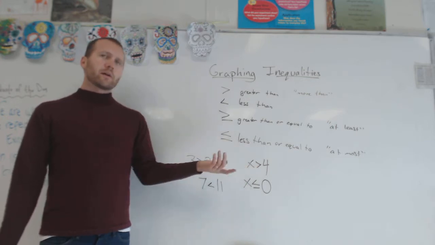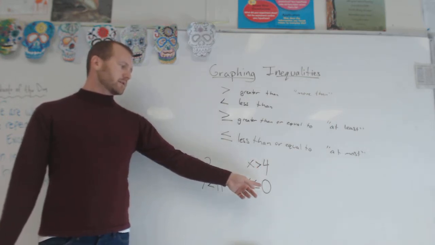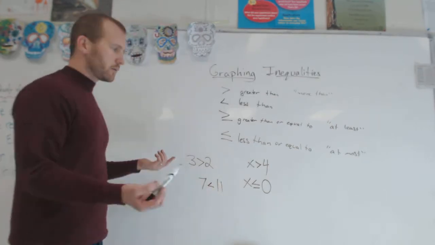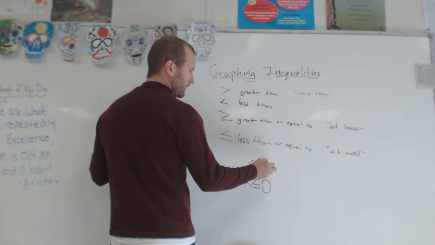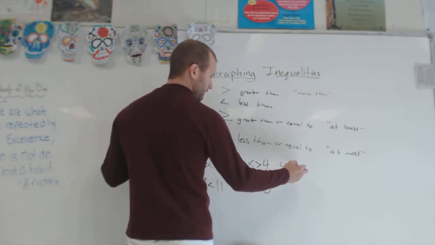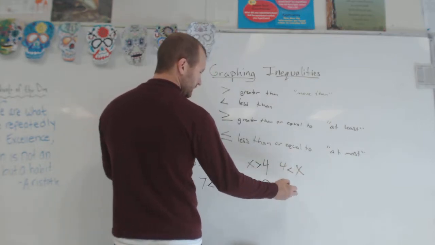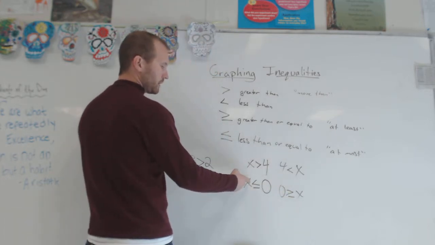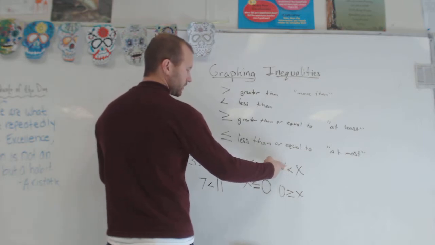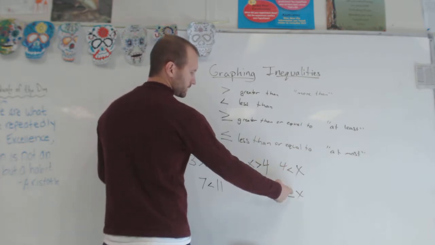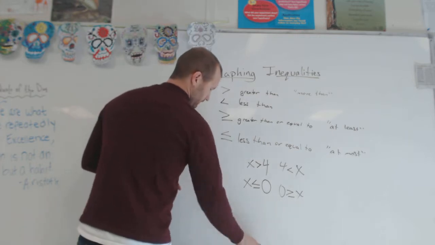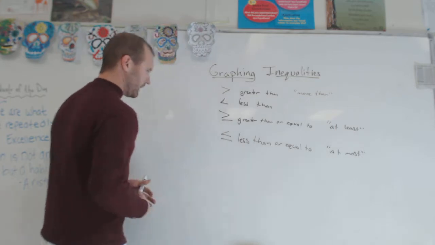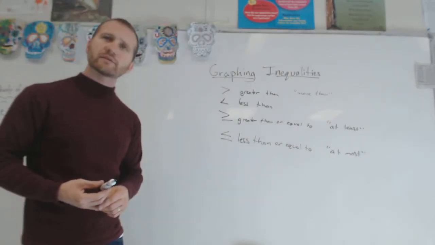X is greater than 4. It also means 4 is less than X. 0 is greater than or equal to X. You could read it that way if you wanted to. So you could flip this around. This means this as well. And this also means this. Just make sure that the point always points in the same direction. So it points towards the 4. Points towards the X. If you're going to flip them around. Alright, so you guys can read these. Now the next trick is, how do you graph something like this?